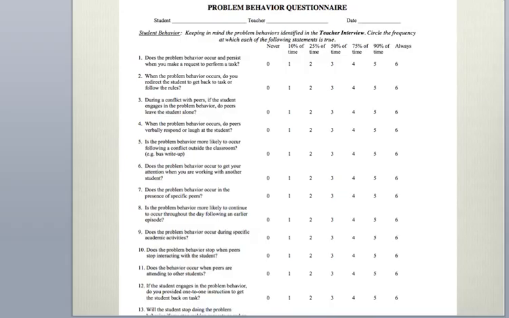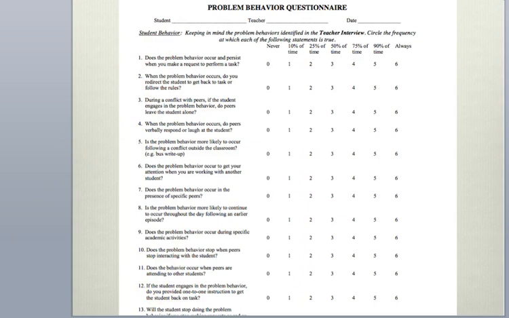You can also include a problem behavior questionnaire that you can have them fill out. This is part of the teacher interview, and they are to circle the frequency at which each of the following statements is true. I'm going to use my cursor. The choices here are never, 10% of the time, 25, 50, 75% of the time, 90% of the time, and always. So they're going to be circling one of these seven possibilities for each of these questions. And this one goes on for a long period of time, but I'll just read you a couple of them.